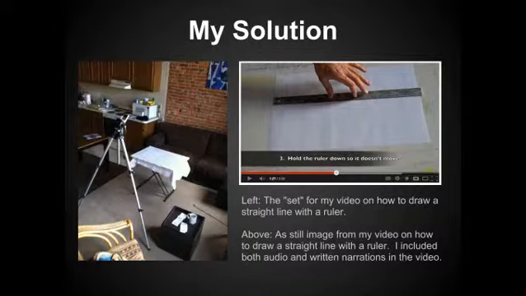After capturing the raw footage, I edited the videos together using iMovie. I included both audio and written narration into the videos so that my students could not only see the techniques I was attempting to teach them, but also hear and read descriptions of the individual steps involved in applying those techniques.